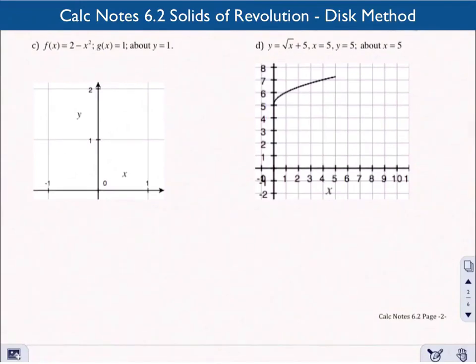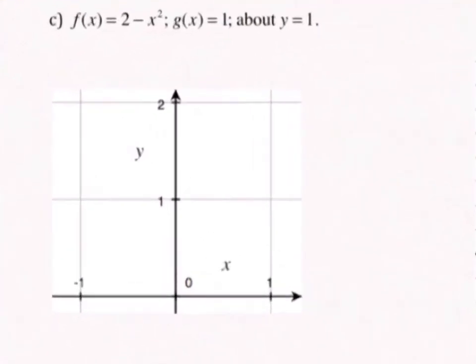Now in our next example, we're going to be rotating a region about a line that is not the x-axis. And so it forces us just to think about our radius a little bit more carefully. So first we have the function 2 minus x squared, and g of x equals 1. Okay, so here is g of x equals 1.